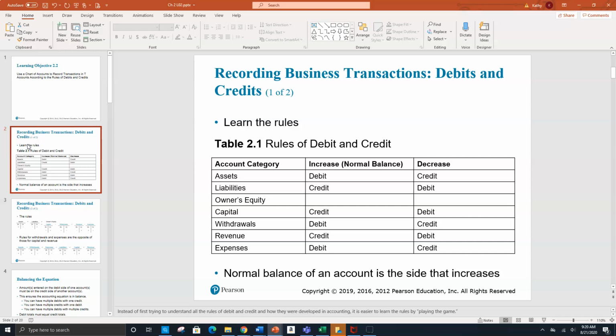Okay, and you can see all the rules here for revenues. To increase revenues, we credit it. To decrease revenues, we debit it. Expenses, we debit to increase, we credit to decrease. Okay, so the normal balance of the account is in that first column there. That is the side, per your rules of debits and credits, that increases the account. So the normal balance of an account is the side that increases.